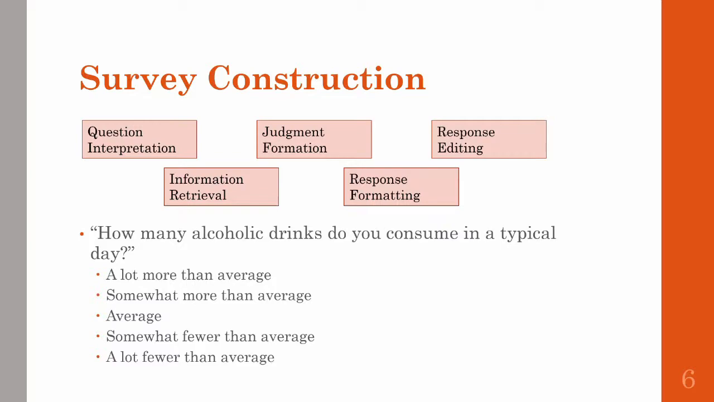The book gives a good example: how many alcoholic drinks do you consume in a typical day? And the options are a lot more than average, somewhat more than average, average, somewhat fewer than average, or a lot fewer than average. Okay, thinking of these steps, participants have to decide what alcoholic drinks mean. Is it just referring to beer or wine, or does that include hard liquor as well? And then what's a typical day? Does that include weekends or is it just weekdays?